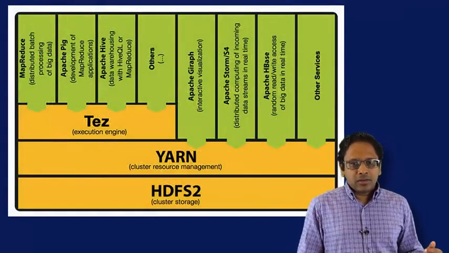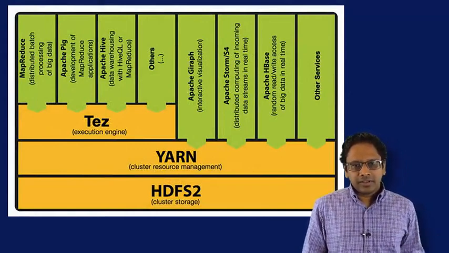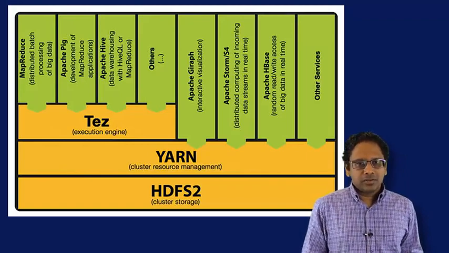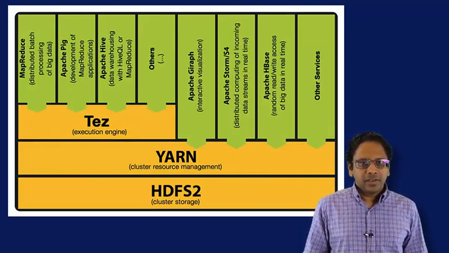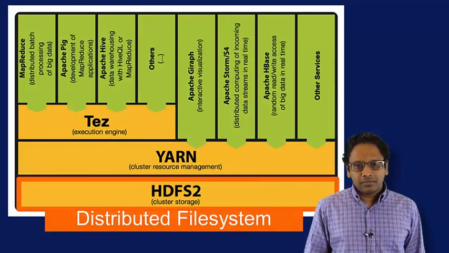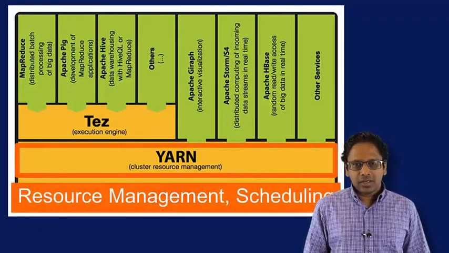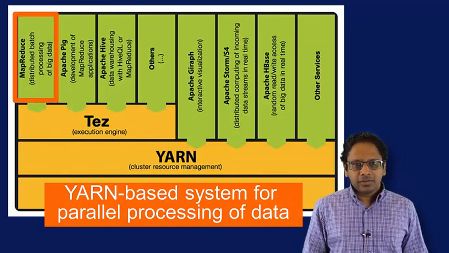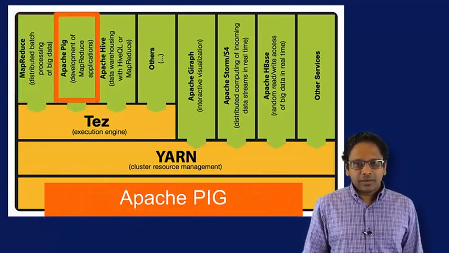Now, in terms of the structure, as we saw in the earlier slide, you have HDFS2 underpinning the storage, Yarn, which is the resource management, and then you have execution engines like Tez, and then you have applications layered on that. So the HDFS2 distributed file system, Yarn resource management scheduling, and then you have MapReduce, Pig, and other applications that sit on top of that.